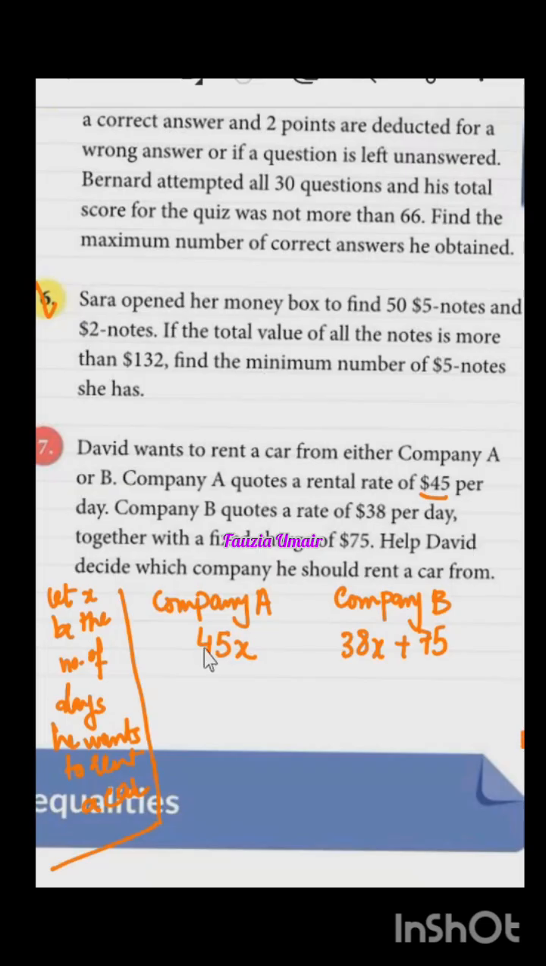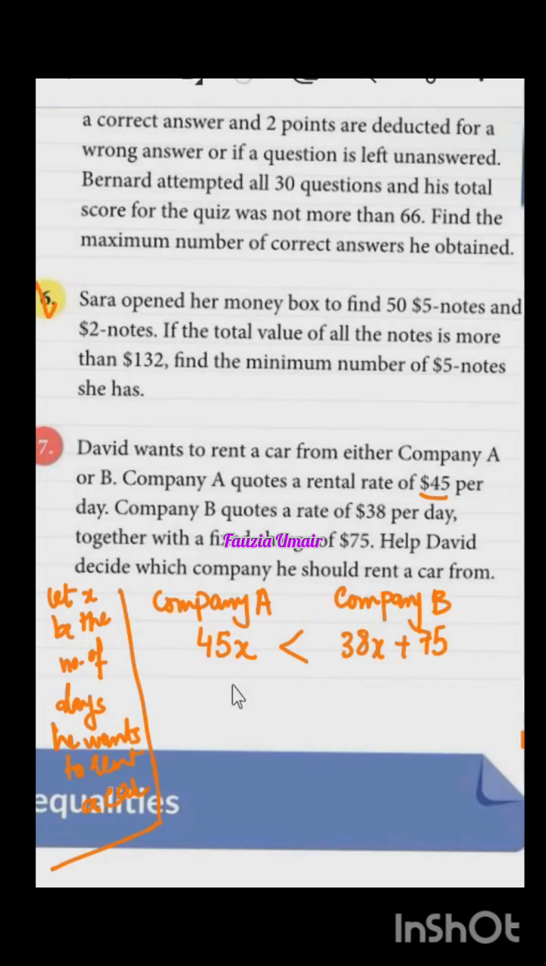So now what should be the inequality? 45x is smaller. Is smaller. Now we will see why it is smaller. Okay, so now we are going to solve it.